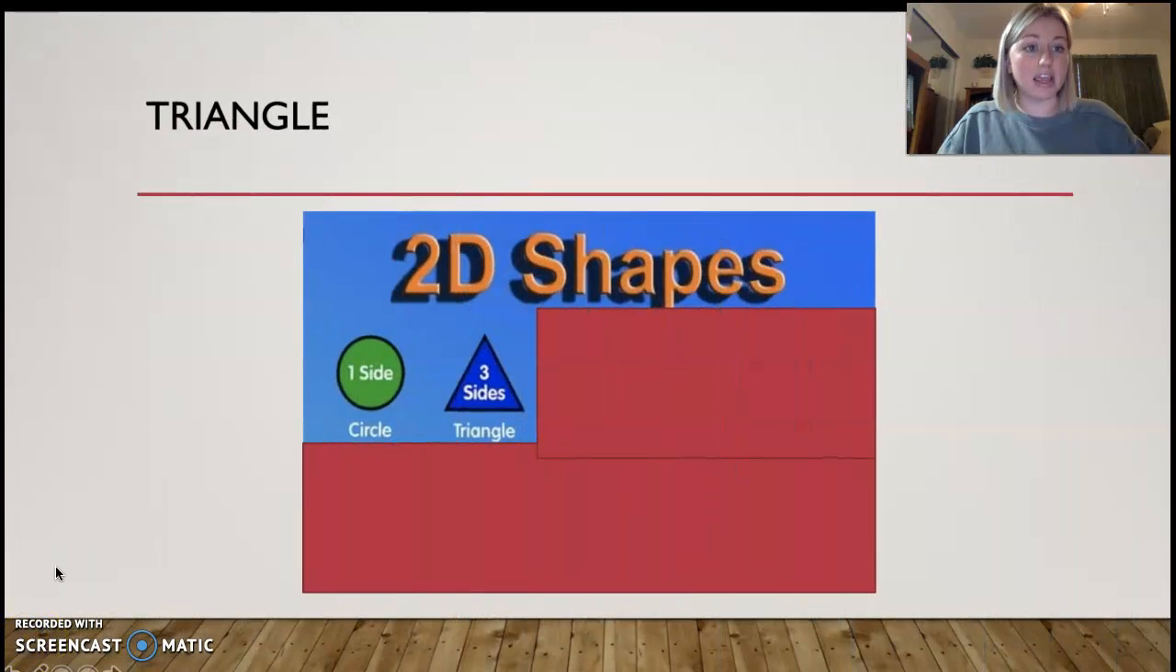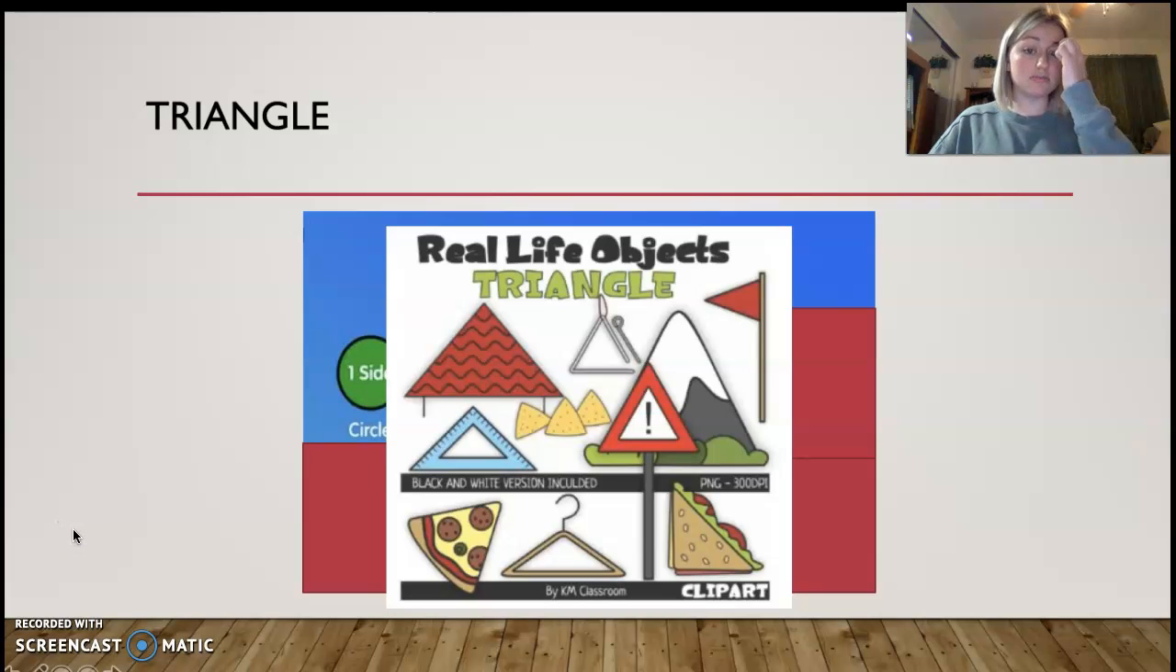Next, we have a triangle. And a triangle, as you see in the picture, has three different sides. Have you seen any triangles around you? If not, I'll give you some examples. So some triangles that I see could be maybe a chip, like a tortilla chip. There also could be some warning signs or a mountain or a slice of pizza, which is my favorite food, or even something like a hanger.